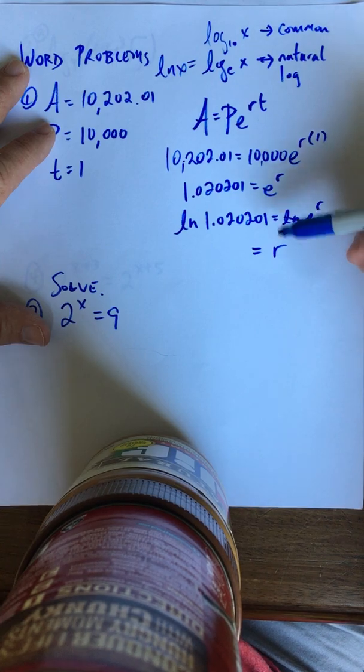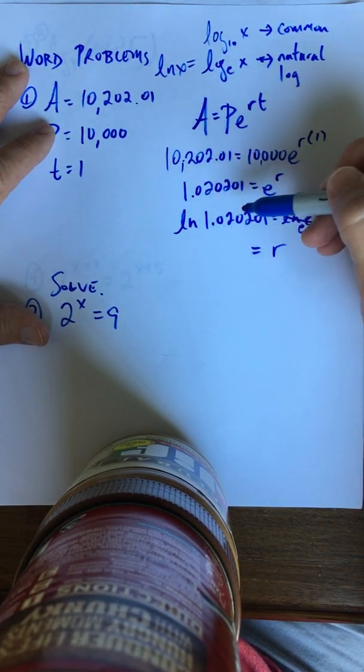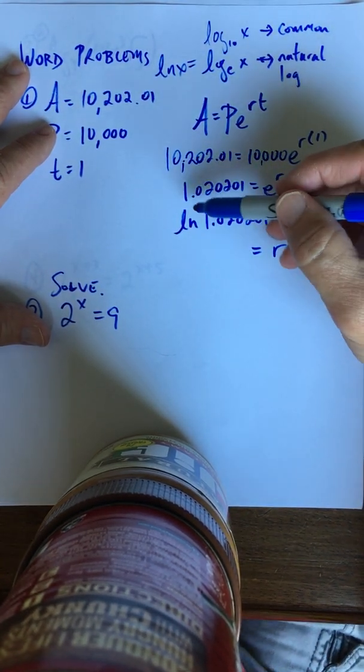All right. Now, the ln of one, sorry about Charlie hollering, he's 2.